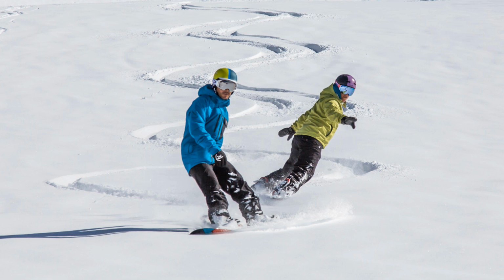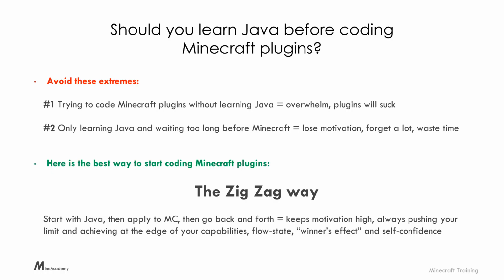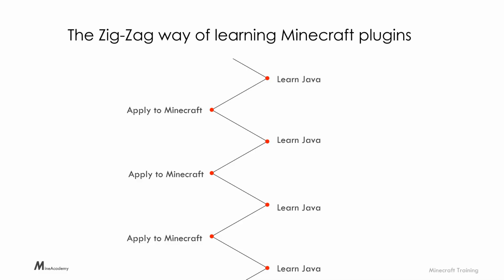If you ever went skiing, then you have seen some people doing these kinds of movements, and this creates a so-called zigzag movement. And this is how I named the approach. This is the approach I named if you want to become good quickly in both Java and Minecraft plugins. The way it works is you're gonna start with Java, then you're gonna apply it to Minecraft, and then go back and forth, right? Back and forth, back and forth. So essentially, you do this.